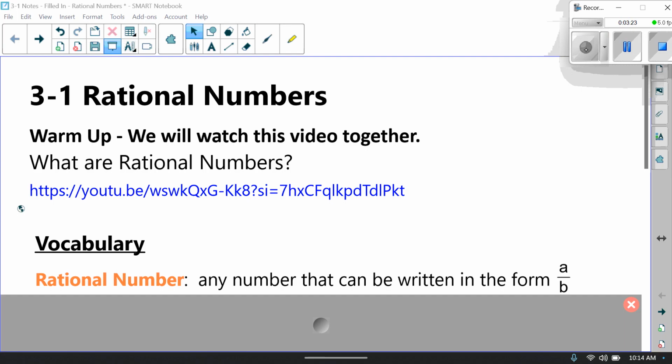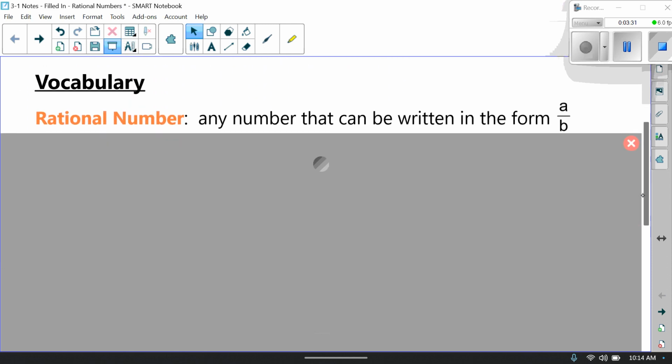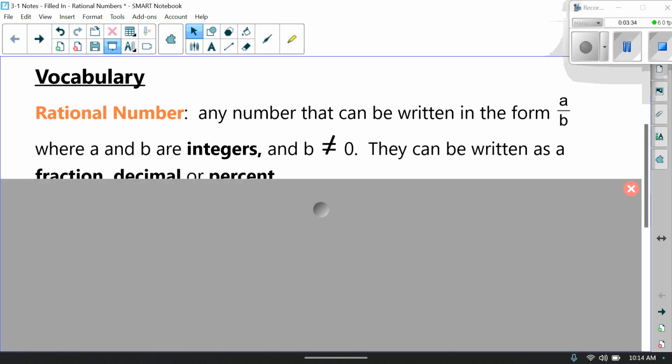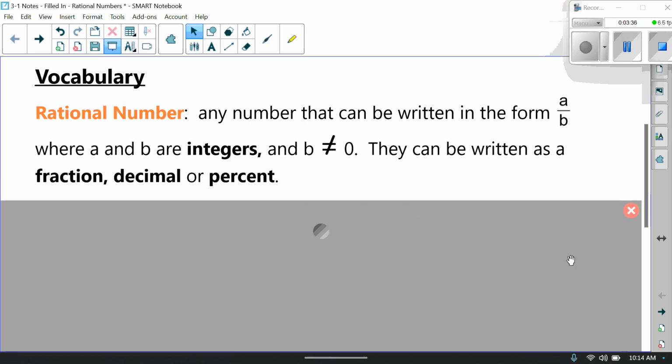So now, you guys, we're going to fill in our vocabulary, okay? You have your worksheet. And our first definition is a rational number. So a rational number is any number that can be written in the form A over B, where A and B are integers, positive or negative, and B cannot be equal to 0, okay? And the guy in the video already told you why, because it would be undefined if we have 0 in the denominator. They can be written as a fraction, as a decimal, or as a percent.